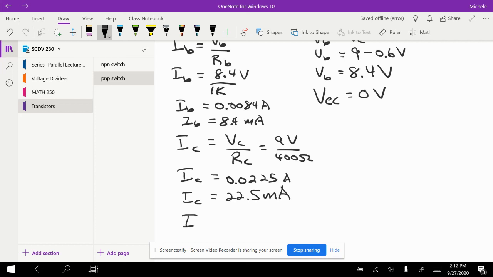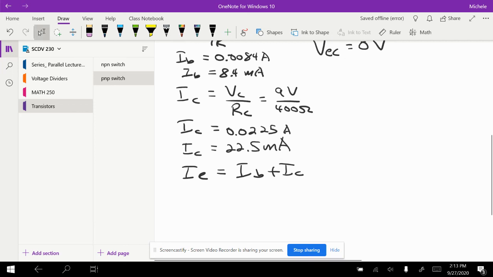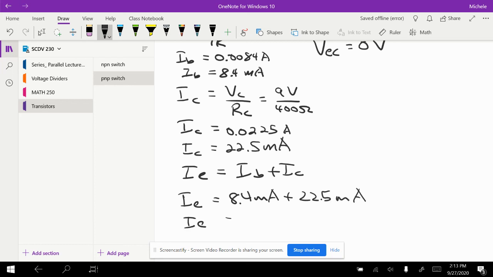And so to find IE is IB plus IC. And so that is going to be IE is equal to 8.4 milliamps plus 22.5 milliamps. So IE is going to equal 30.9 milliamps.